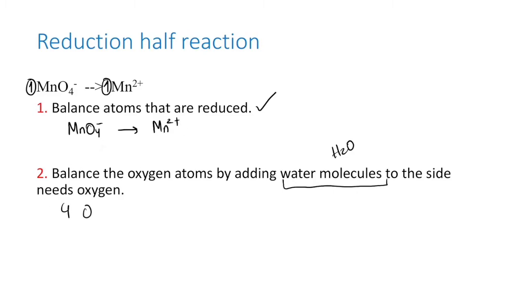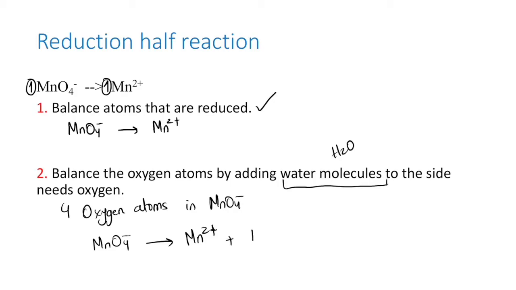So we need 4 oxygen atoms, as in MnO4 minus, right? So we have MnO4 minus giving Mn2 plus and H2O. How many H2O? 4. Here we have four oxygens, and here we have 4 oxygens. So the oxygen atoms are balanced in the second step. Okay.